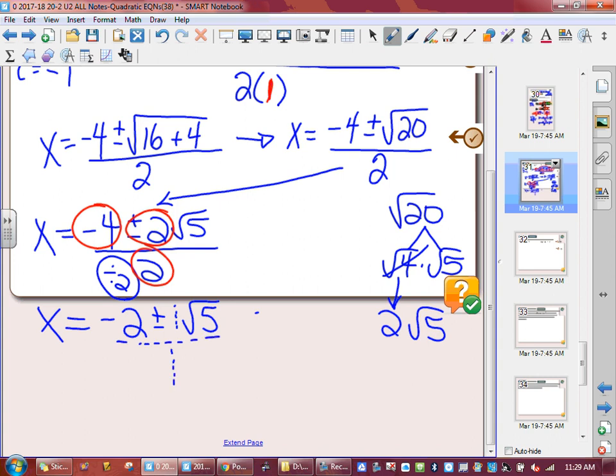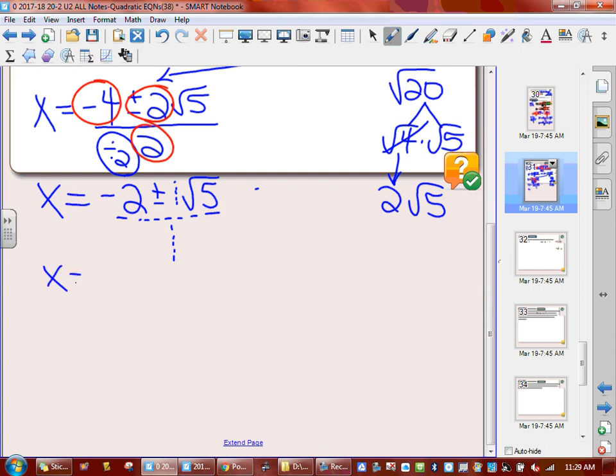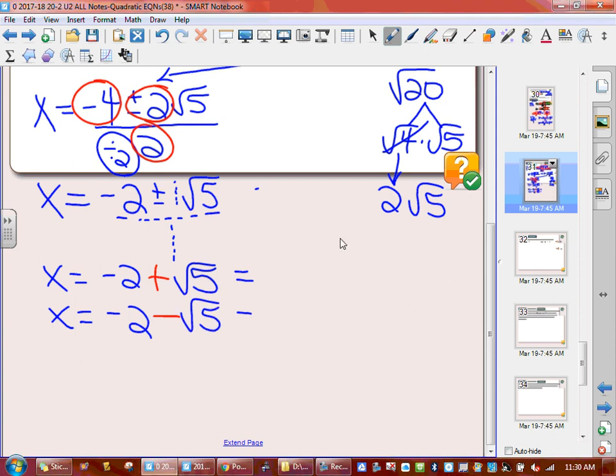Okay? So we're going to type that in twice to find out our answer. So we're going to type in x equals negative 2 plus root 5. And then we're going to type in negative 2 subtract root 5. When we get our answers, we're going to 2 decimal places always.